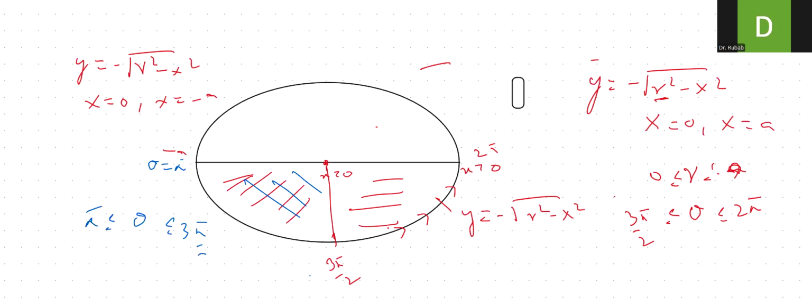Or the third case is if you have the limit from minus a to a, then you are dealing with the whole half circle and theta becomes pi to 2 pi, right? So this is for the upper and lower half circle.